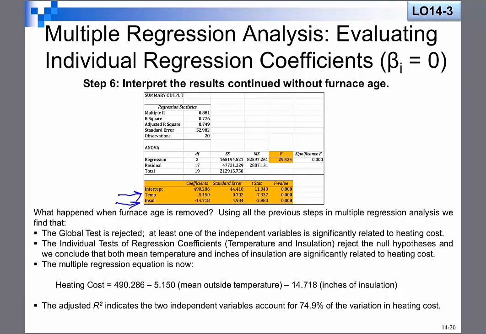And after we run it, the numbers change a bit, and we should get a better idea of what impacts heating cost now that we've removed a factor that was not significant. The regression equation is now only including mean outside temp and inches of insulation. And we see the numbers did change a bit, and that's what we would go with as our explanatory power. Then, of course, as you learn more about this, you would ask yourself, like I said earlier, what else explains heating costs? And you would throw maybe those in for the next analysis and then run the global test and then test the betas going forward.